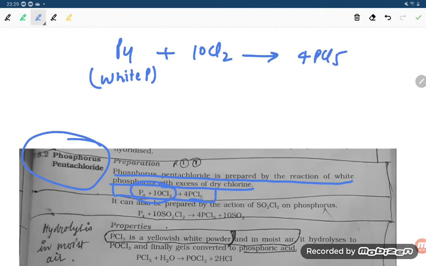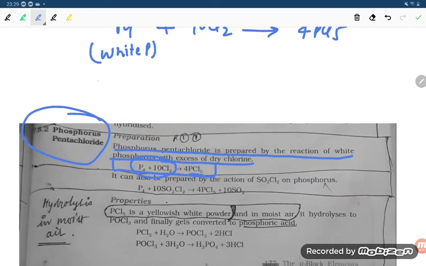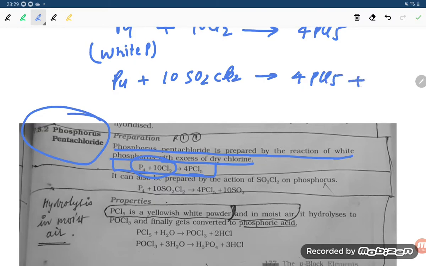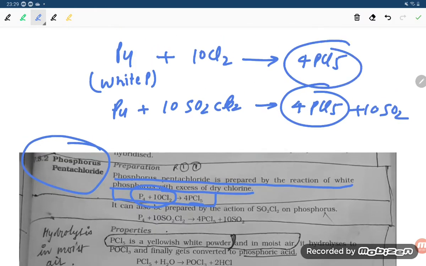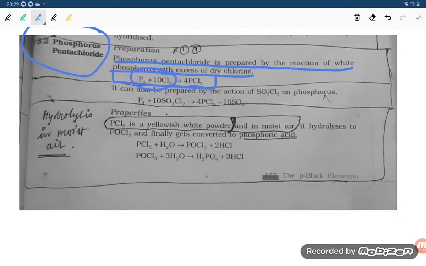Also it can be prepared from the action of sulfuryl chloride. If I have P4 plus 10 moles of SO2Cl2, it also gives 4 moles of PCl5 plus 10 moles of SO2. So again it is giving PCl5 only. Now let us look over the properties.